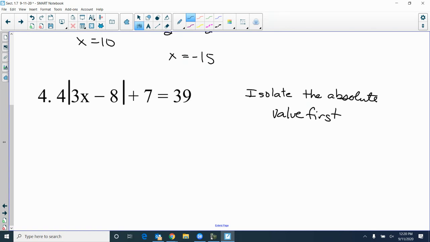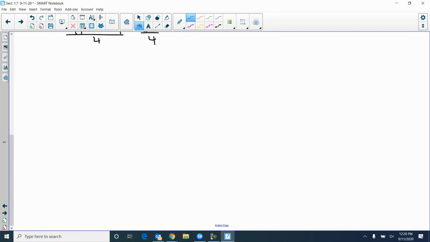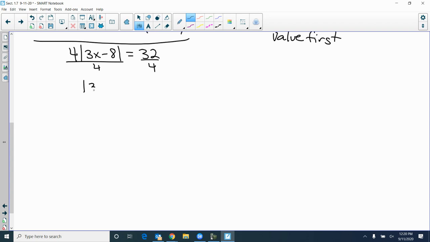And what does that give me? So subtract 7. 4 times the absolute value of 3x minus 8 equals 38. And then go ahead and divide by 4. And so I get the absolute value of 3x minus 8 equals 8.